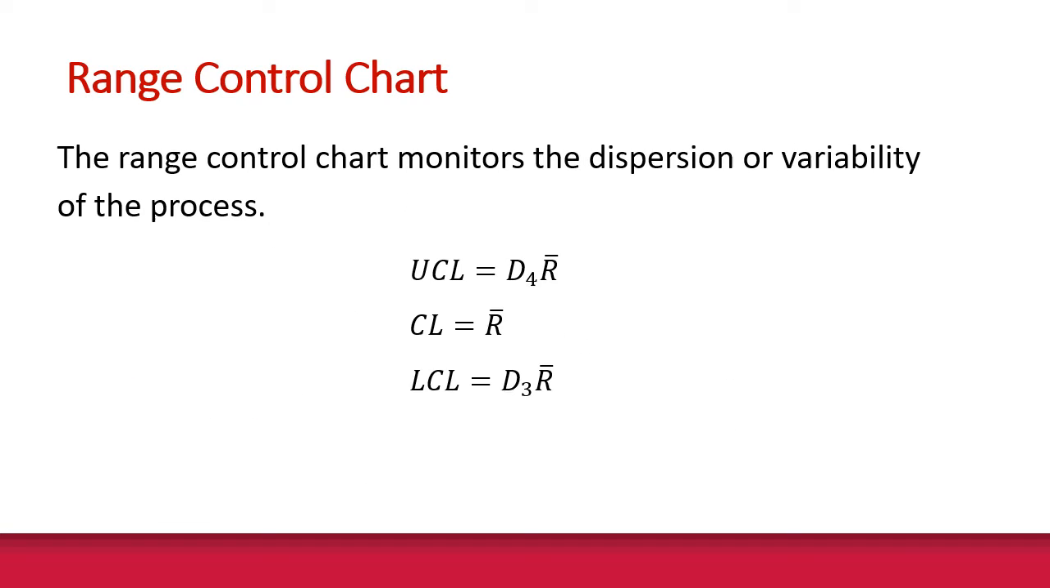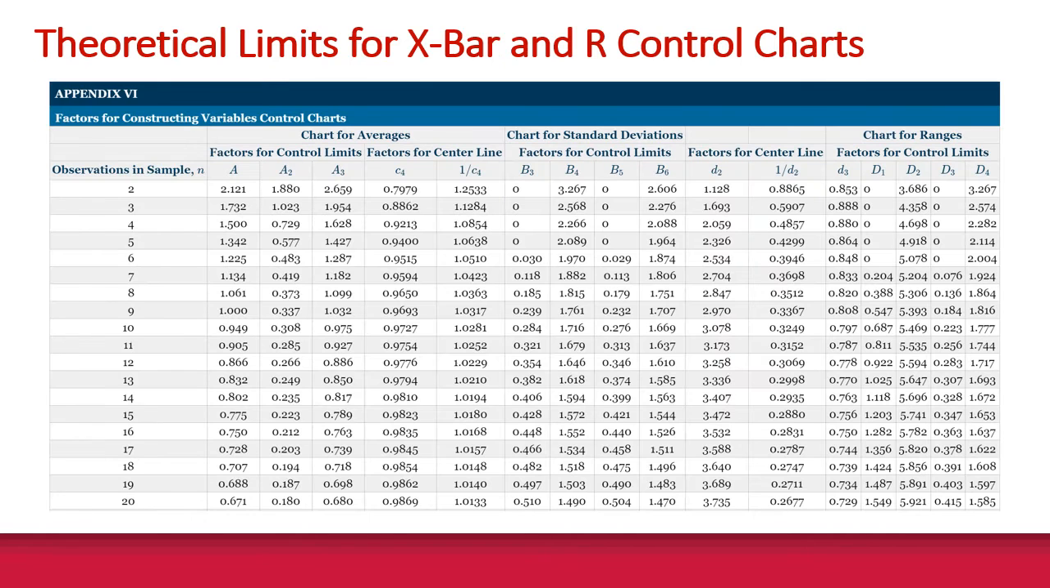The range chart is calculated similarly, but the range chart monitors the dispersion, or a more familiar term, the variability of a process. Here I give the formulas for the upper control limit, the center line, and the lower control limit. D3 and D4 we get out of a table again, and our book has an appendix that has the table in it. In fact, here's the table. We can look here to determine those constants.